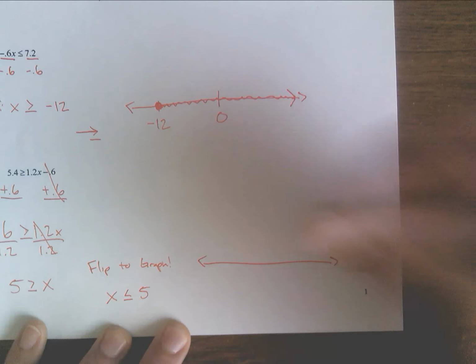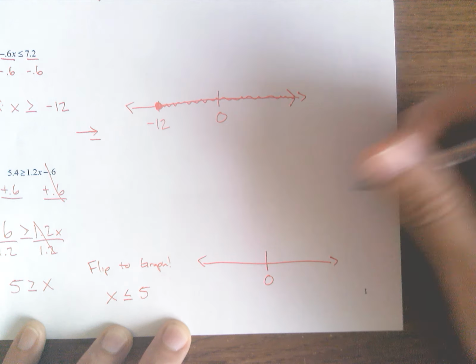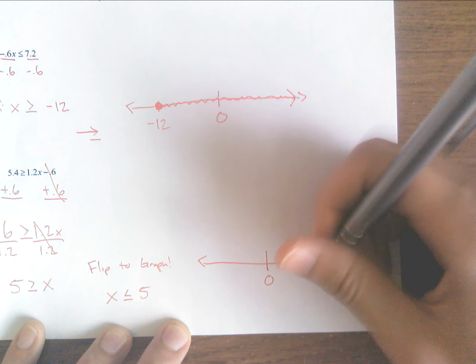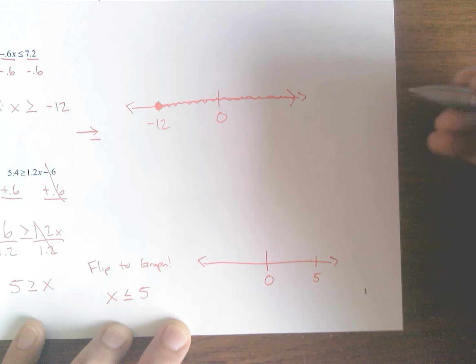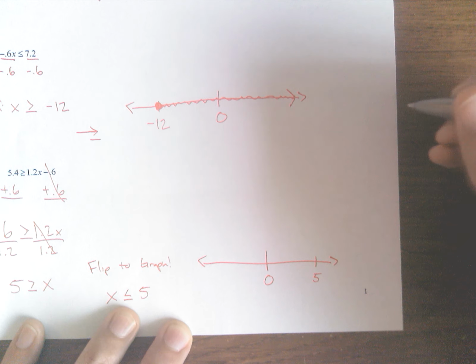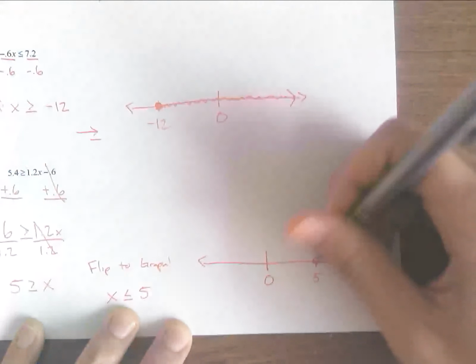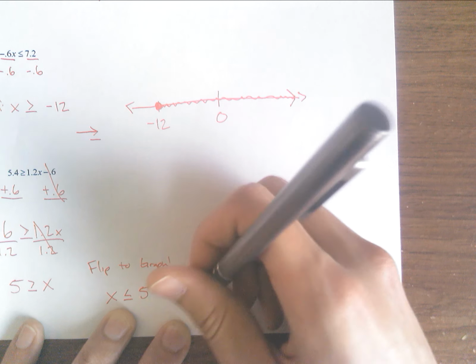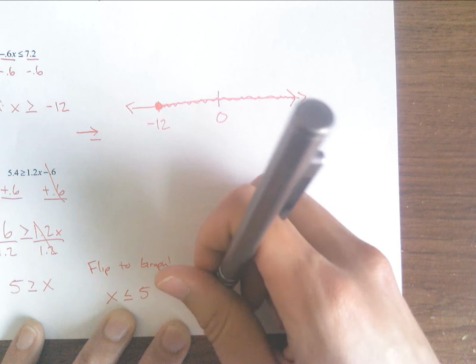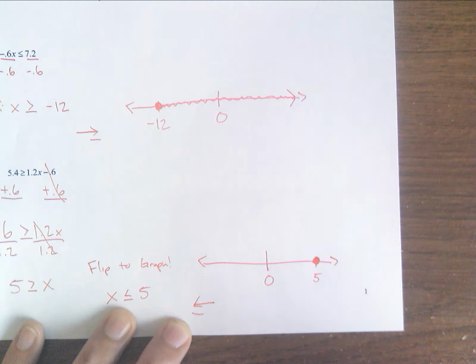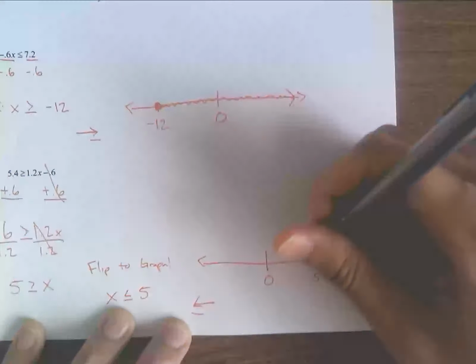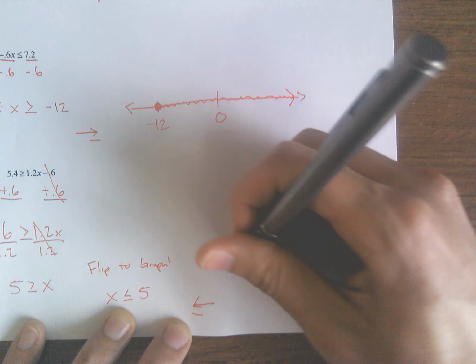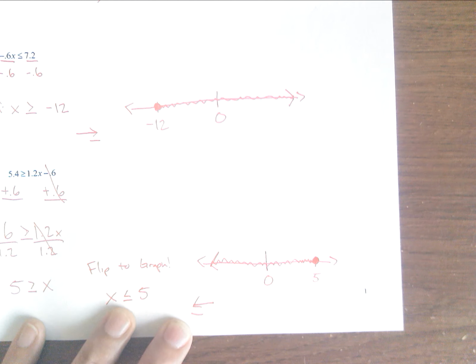So we plot 0 and our number 5. Well, 5 is positive, so that's going to be on the right-hand side. We're looking at less than or equal to, so this is a closed circle. And then using our arrow trick, less than or equal to, we're going to draw in our arrow, which tells us to shade to the left. So we're going to shade to the left, and we draw in our arrow.